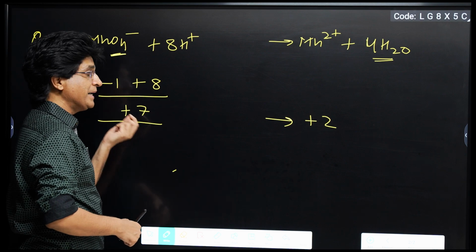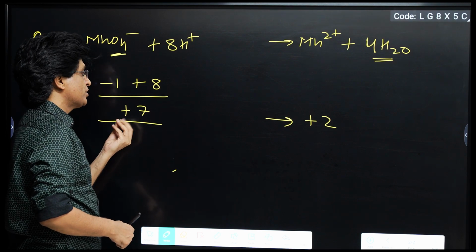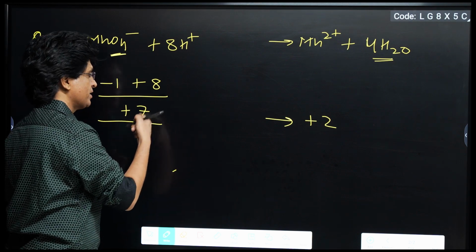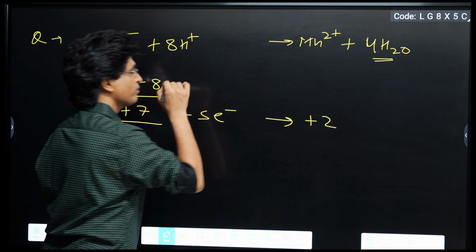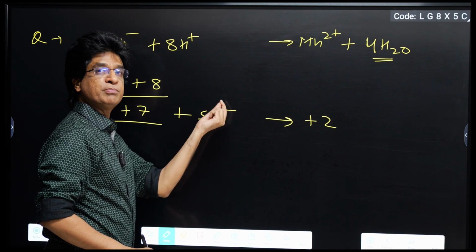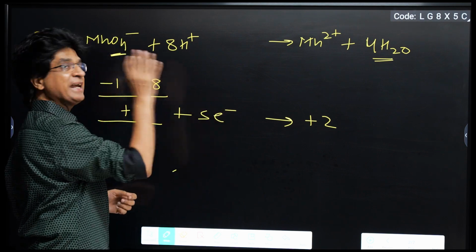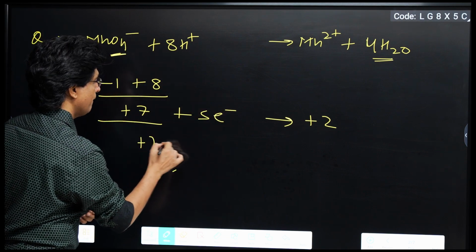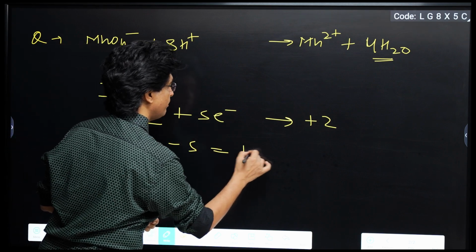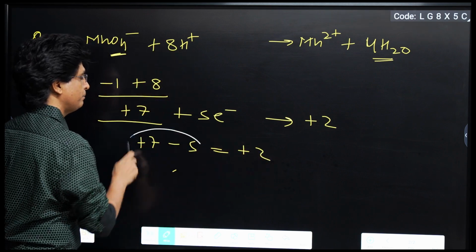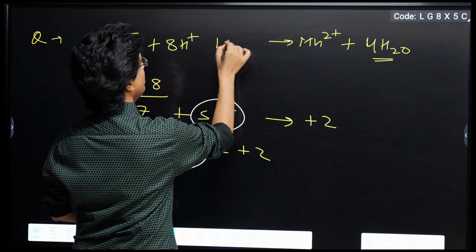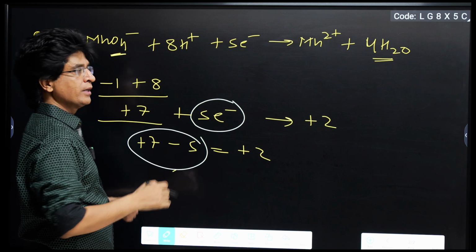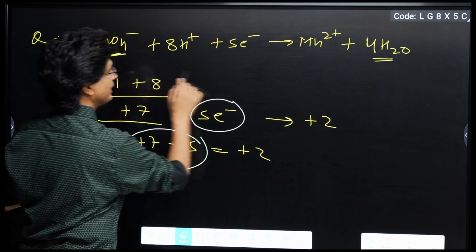I told you to add electrons where the excess of positive charge is there. Excess of positive charge is more here. And how many electrons should I add? I should add 5 electrons because each electron contains -1. 5 will contain -5. So +7 -5 will be equal to what? +2. So both the sides will get balanced now by adding what? 5 electrons. Are you getting that? So I will be adding 5 electrons this side. Now my equation is completely balanced.